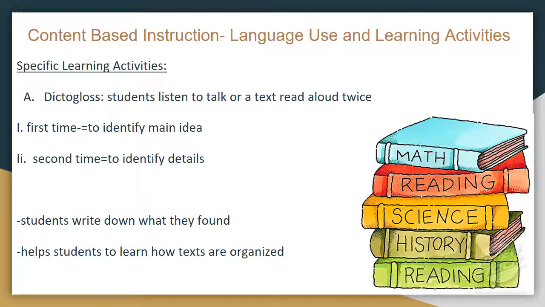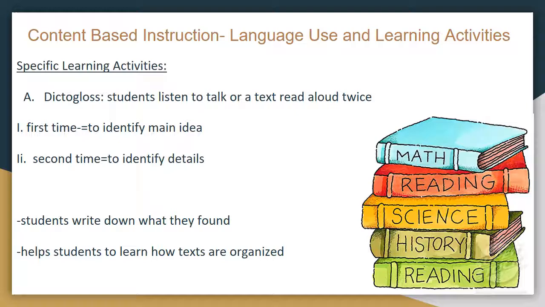Now let's talk about some specific learning activities that teachers can employ when they're using the content-based instruction method. The first one is dictogloss. So dictogloss would be where a student listens to a talk or listens to the text read aloud twice. The first time when the student's listening to it, they're focusing on just getting a general grasp or a general overview of the text and its meaning, so the main idea.